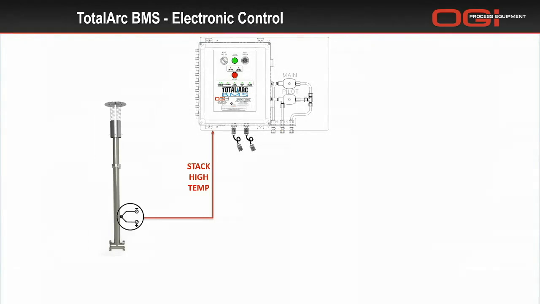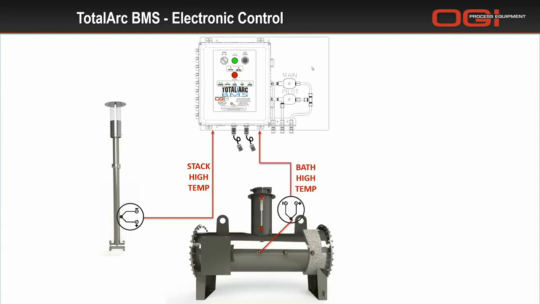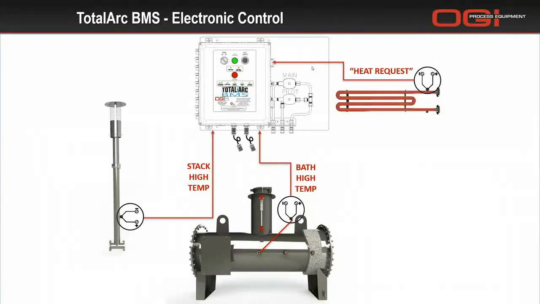Additionally to that, we have the electronic controller. If you notice, the main difference you will see on this one is that it's missing the pneumatic controller here to the side of the enclosure. So what we do in this kind of setup, we actually read our signals from the stack, the bath, and the process coil via a thermocouple.